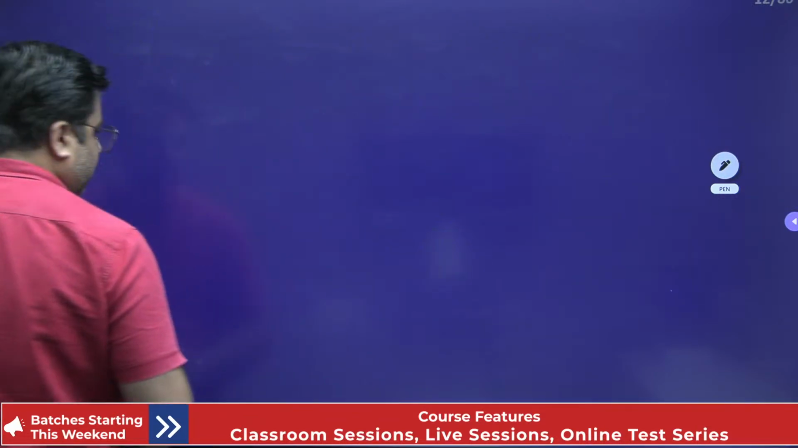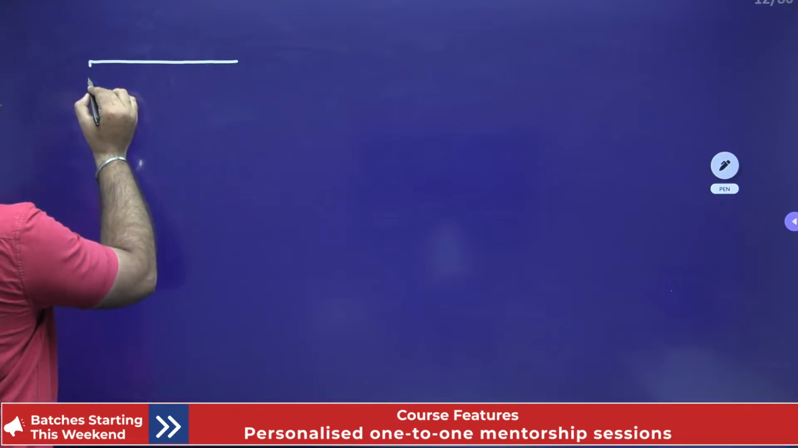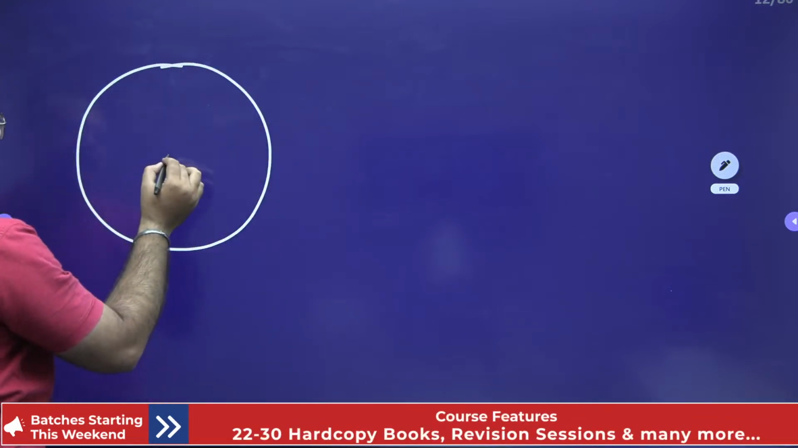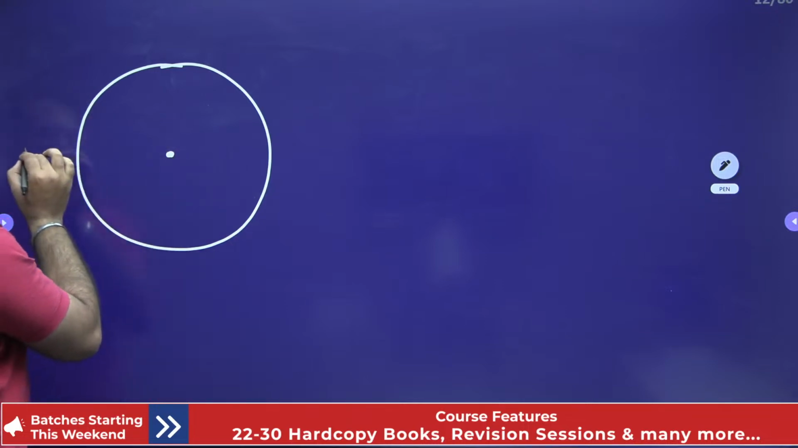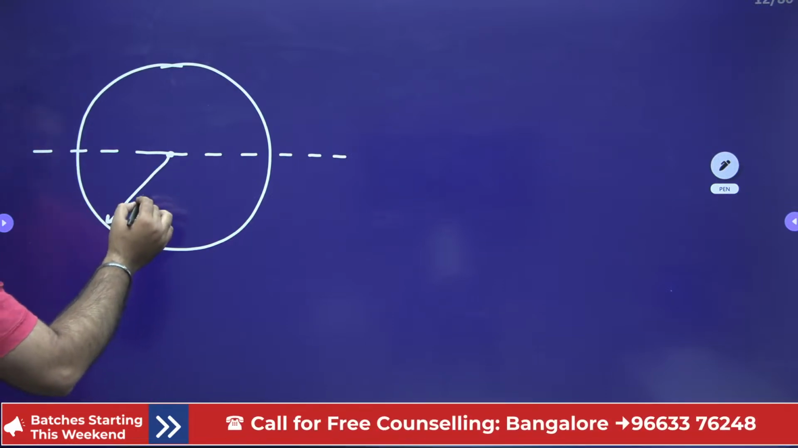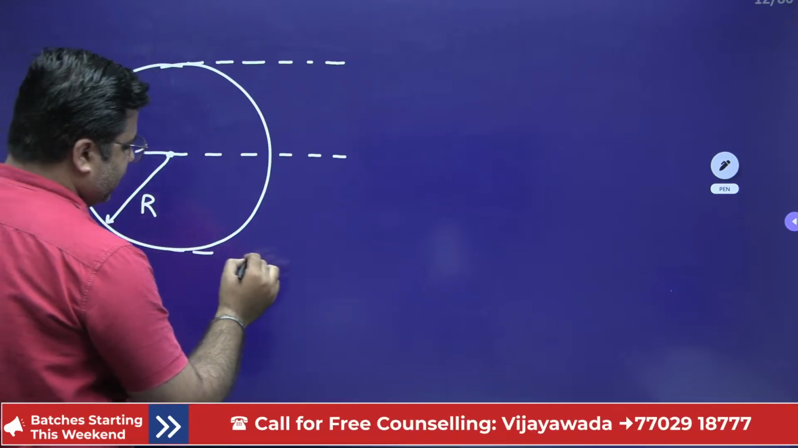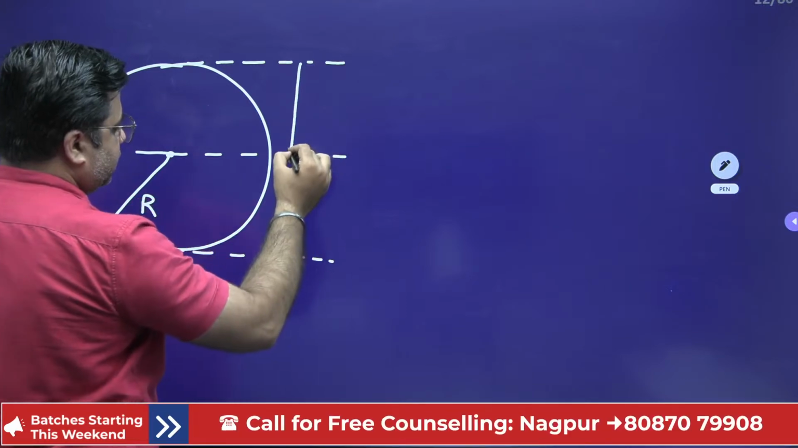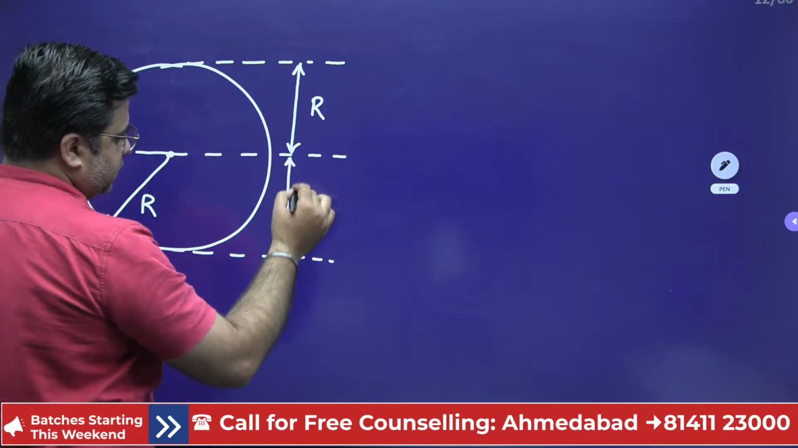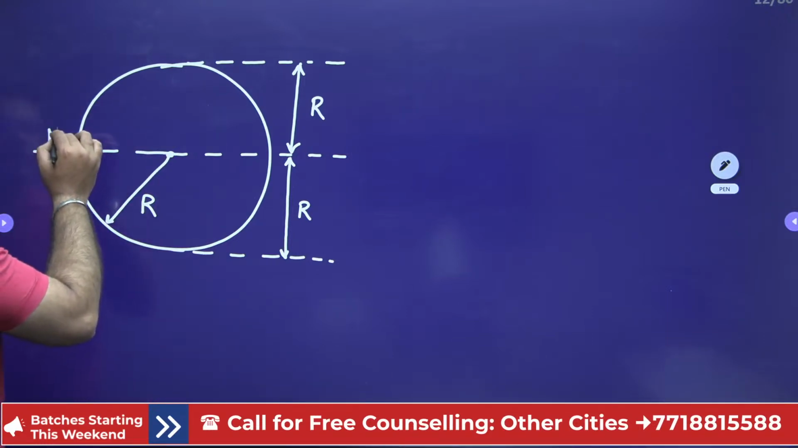Similarly, if I draw a few of the cross sections in front of you, if I draw one circle, obviously the CG will lie at the center of this circle. So if the radius of this circle is R, then from the top fiber or bottom fiber, the neutral axis will lie at a distance of R. This is R, right? So this will be the position of the neutral axis NA.